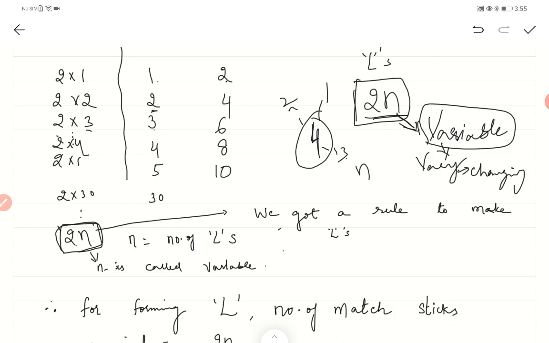Whereas our variable n can be 1, it can be 2, it can be 3, it can be 4, it can be anything. If I have a number 10, this is fixed, right? Number 10 is fixed. You cannot change this 10 to 11.